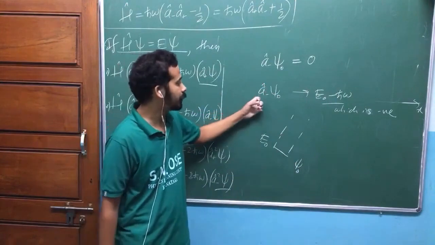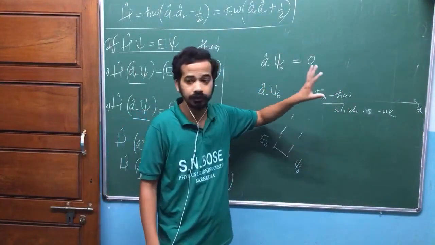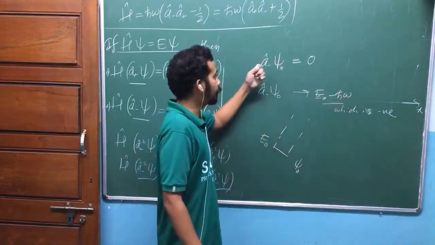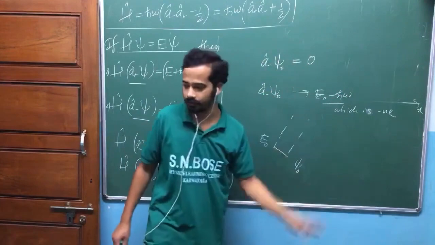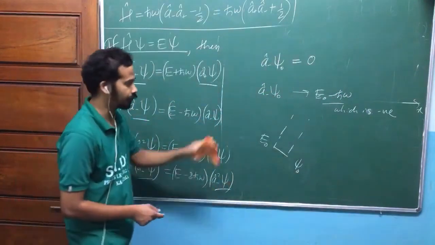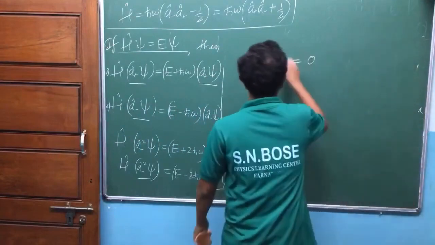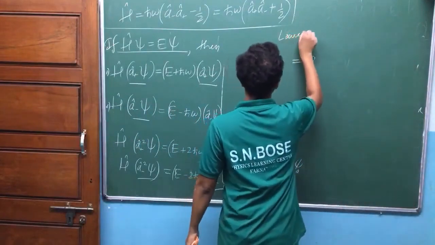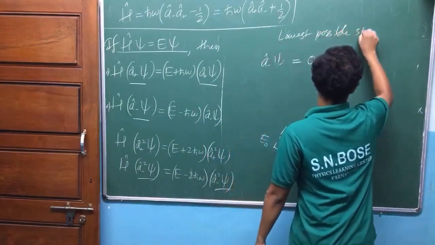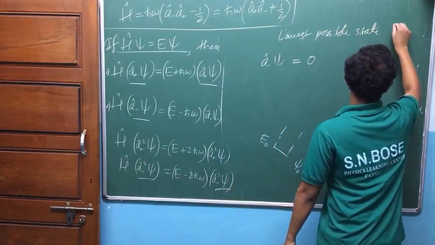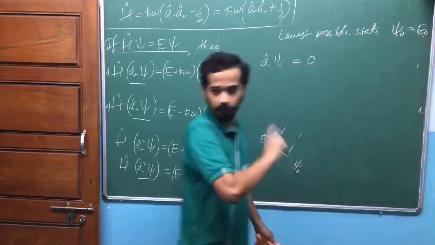If you operate A minus cap, if that exists, that would correspond to energy which is negative energy. So if you operate A minus on that one, A minus into psi naught should not exist. That's what I am saying. You should give 0. Okay? I have taken the lowest possible state, psi naught with energy E naught, lowest possible.